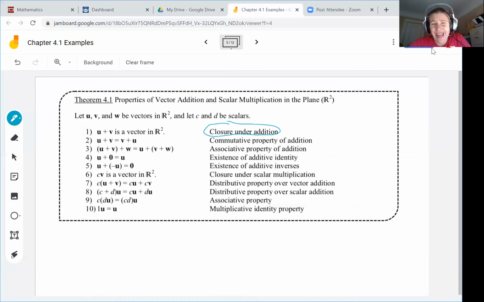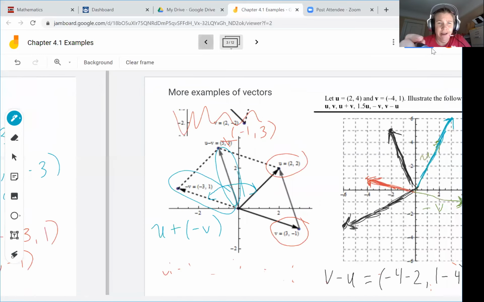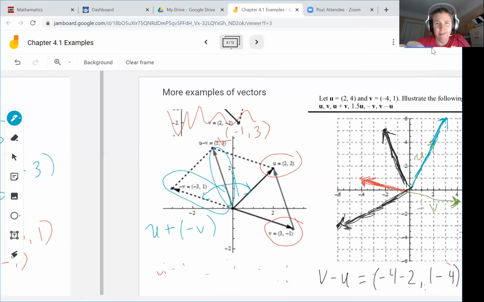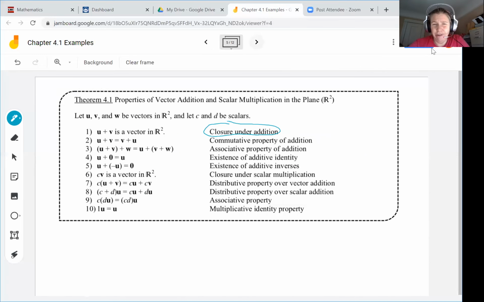That means if we add up 2 vectors, their result is also going to be a vector in the plane, in R2. If you go back and look at all of our examples, every time we added up these vectors, we stayed in the plane. And if you're adding things in 2 dimensions, there's no way to go down to 1 dimension or up to 3 dimensions. Even if you end up with a point, you can still think about the point as belonging to the plane.